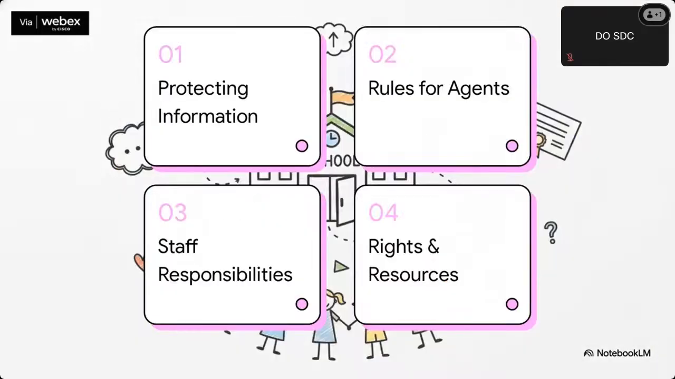Okay, so here's the game plan. We're going to break this all down into 4 key areas. First, how the district protects your private information. Then, the specific rules for immigration agents. After that, what school staff are required to do. And finally, we'll cover your rights and the resources available to you.